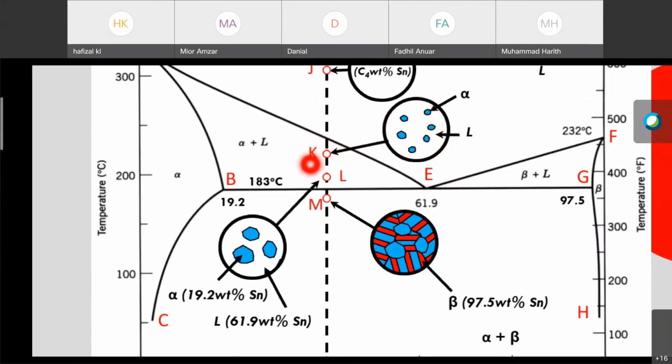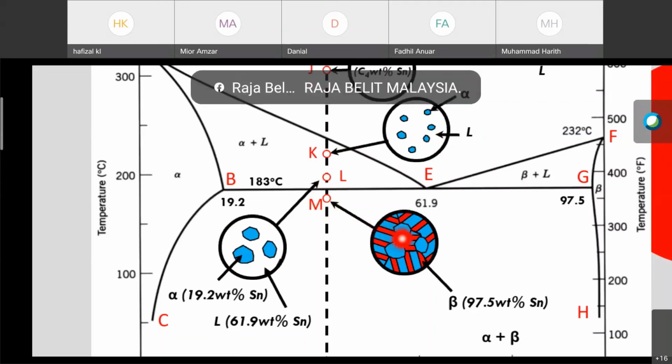Okay. Along the way masuk turun ke bawah dia start dia jadi besar kat sini. Okay, and then bila start saja transition ke bawah ini, dia dah ada beta dah kat sini. Okay, dia dah start ada beta. Okay, beta ni dia start ada, along the way ni dah solid terus lah. Alpha dengan beta, dia tak ada dah liquid kat sini. Okay, dia jadi macam ni ya. Macam ni.